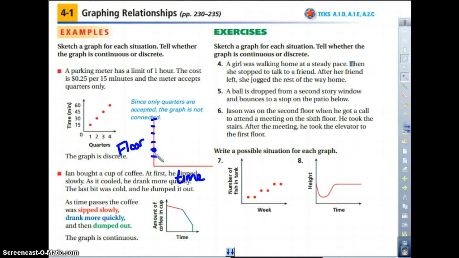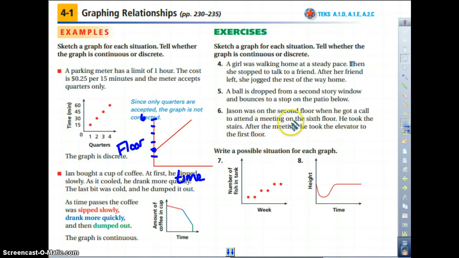He was on the 2nd floor. He got a call to attend a meeting. He's going to take the stairs up to the 6th floor, up to here. Is he going to get up there fast, or is he going to go kind of slow? Kind of slow, because he's taking the stairs. The whole time, the floor where he's at is going to be increasing, and it's going to be increasing the whole time he's getting up to the 6th floor.